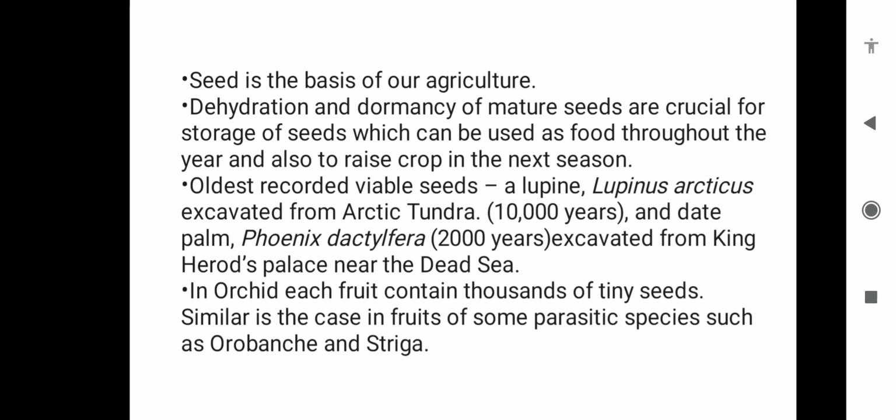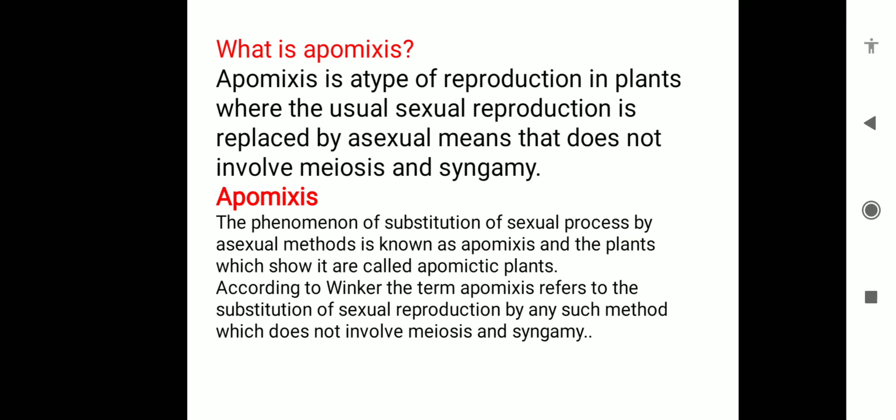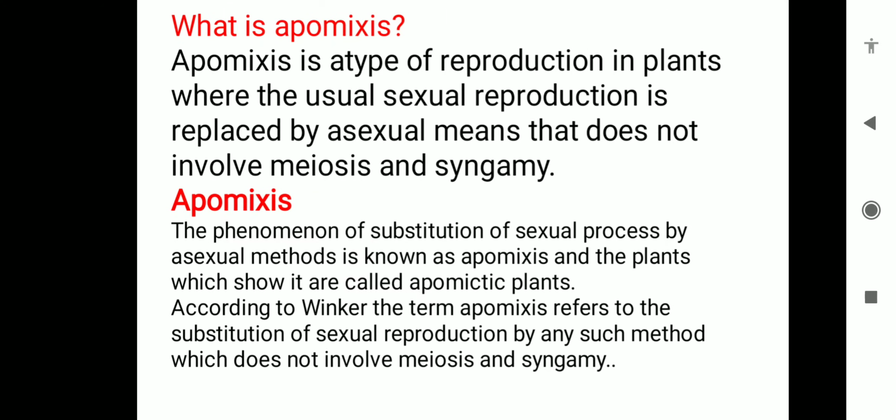Okay, now come to the next topic. What is apomixis? Do you know what apomixis is? A very important term. Apomixis is a type of reproduction in plants where the usual sexual reproduction is replaced by asexual reproduction, that does not involve meiosis and syngamy. Now come to NCERT page number 38. Okay, I am explaining from there only. Although seeds in general are the product of fertilization, we know that seeds are the product of fertilization.